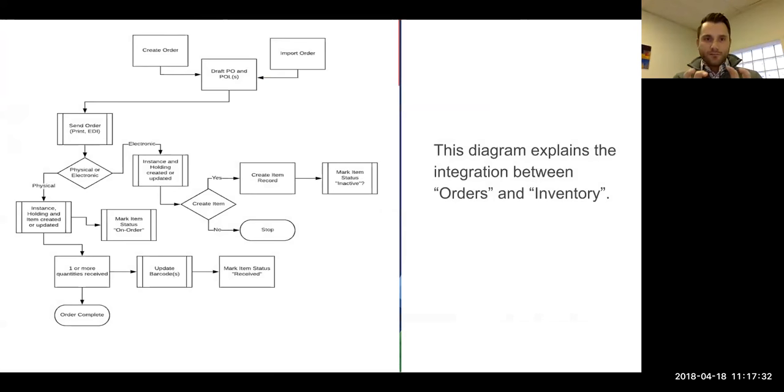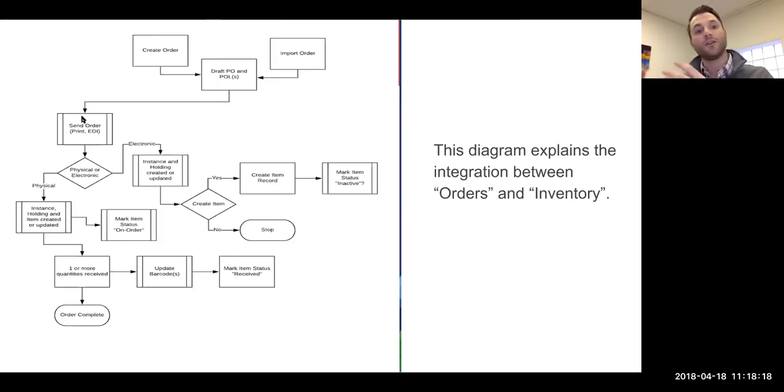So I wanted to show just a small diagram here, a quick workflow diagram that describes a little bit about the process of ordering something and having that be represented in inventory so that we can have an item status associated with it as we are receiving and so on. So you can see a fairly simple diagram here. We create an order or we import an order from another system, which creates purchase orders and purchase order lines, or potentially a purchase order and purchase order line. Once we're satisfied with the details of that purchase order, we send that purchase order.